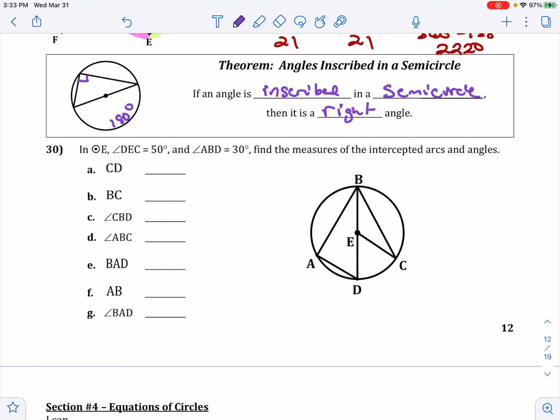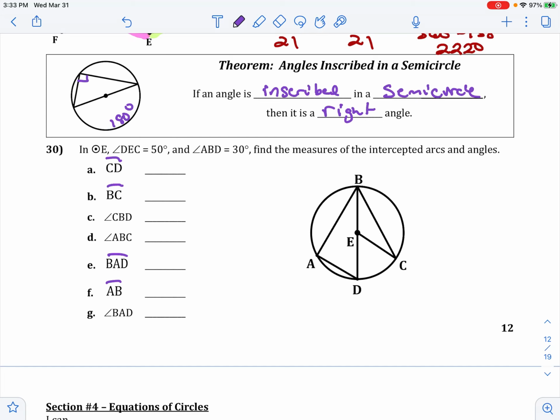So I'm going to give you some time now to work on problem 30. See if you can figure out all of those angles or arcs. Remember, some of these are arcs, so if you don't see the symbol, you can draw it in yourself and we can find each one of these. So you can pause the video and try problem 30. Okay, and then I'll walk through each one.